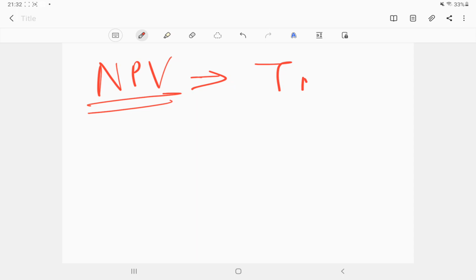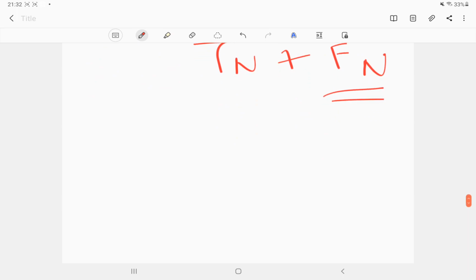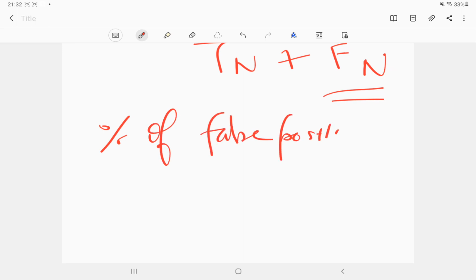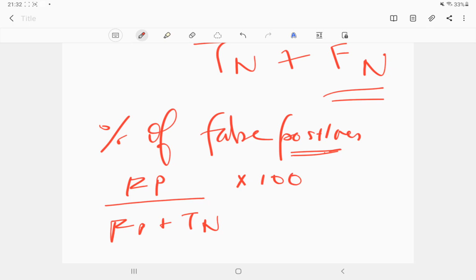So true negative upon the total negative, which is true negative plus false negative. So this is the negative predictive value. Okay, now how do we find the percentage of false positives? Percentage of false positives is equal to false positive upon false positive plus true negative into 100.